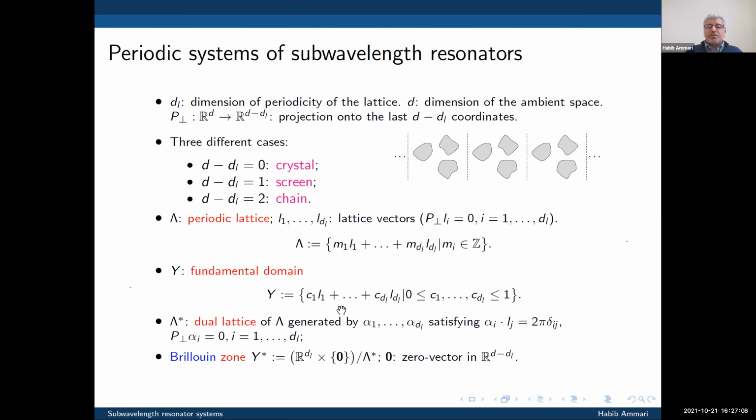Okay. Now let me move to periodic systems, because interesting physics is there. So let's consider n resonators repeated periodically. This could be repeated periodically in 1 dimension or 2 dimensions. We get screens; in 1 dimension we get chains, and in 3 dimensions we get a full crystal. I'm using standard notations for the periodic lattice, the fundamental domain, the dual lattice, and the Brillouin zone.